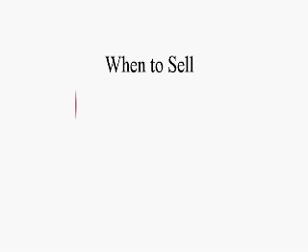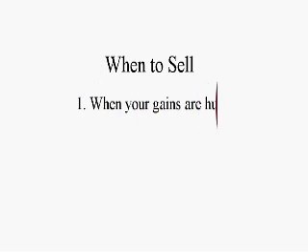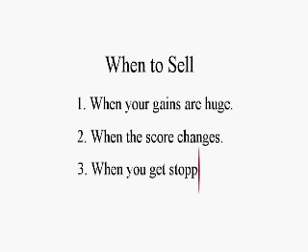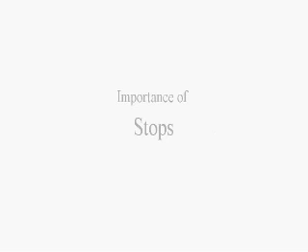Well, there's 3 conditions that you should sell. The first condition is if your gains are huge. Now that's somewhat subjective, but for example, if you have 8, 9, 10% gains right out of the gate, take the gains. Don't let them fizzle out. The second condition you should sell is when the score changes. For example, if the score was positive yesterday, now it's negative, get rid of it, change it. And last is you should sell if you get stopped out. That means you need to limit your losses.